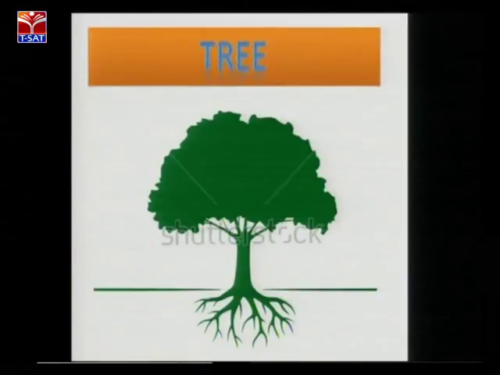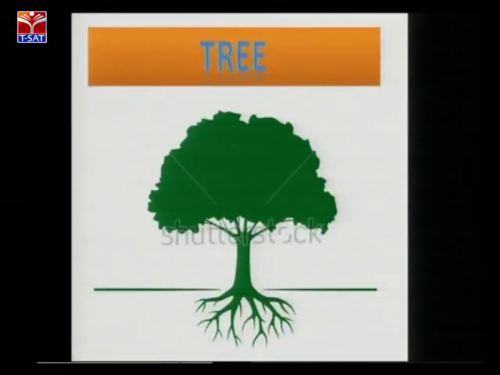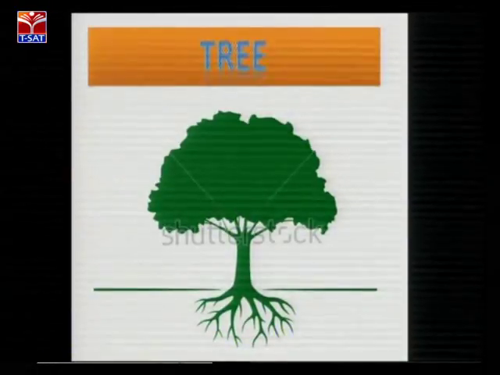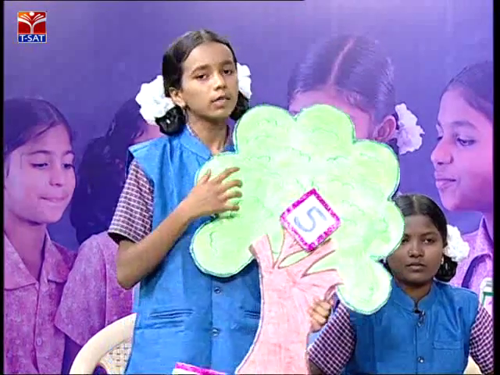Yes, friend. For example, assume that 5 is a tree and its roots are 25. We know that roots are the foundational support to the tree. Likewise, these square roots are also foundational support to the square numbers. Excellent, friend. Likewise, we can take so many examples.